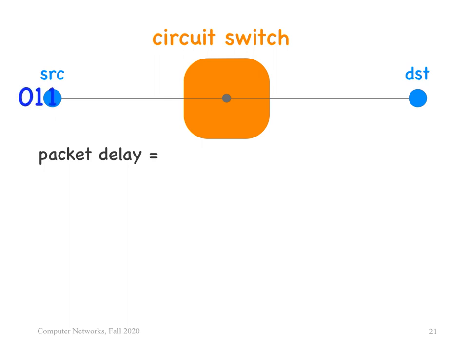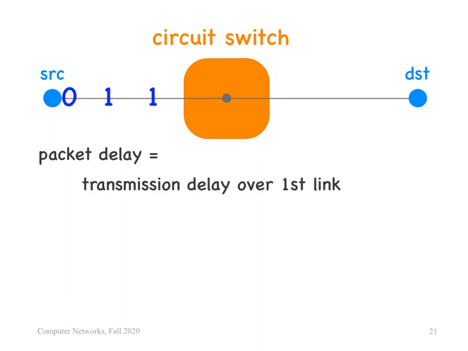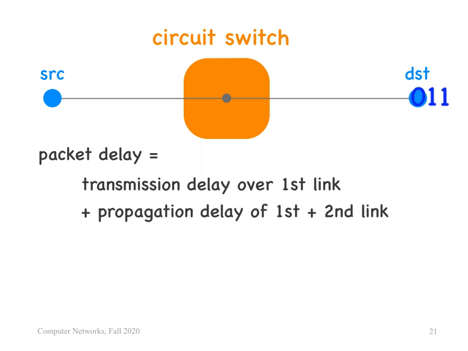When the source transmits a packet, first the source pushes all the bits of the packet onto the first link. So we have the transmission delay over the first link. Then we have to wait for the last bit of the packet to get to the destination. So we have the propagation delay of the first and second link. So in this scenario, the packet delay is the sum of the transmission delay of the packet over the first link plus the propagation delay of all the links.